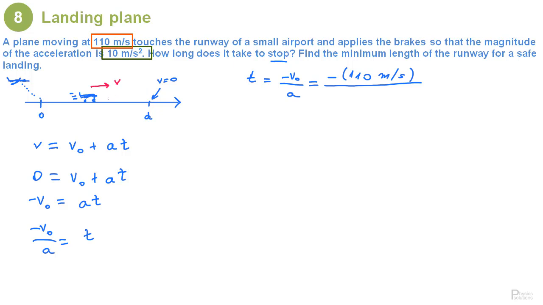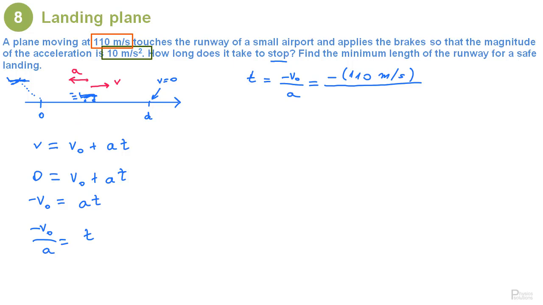But the acceleration points in the opposite direction. So if we could draw the acceleration, it would be an arrow pointing to the left. This is the acceleration. This 10 meters per second squared is the magnitude of the acceleration, the number, but it doesn't tell us anything about the direction. We need to infer that from the problem.